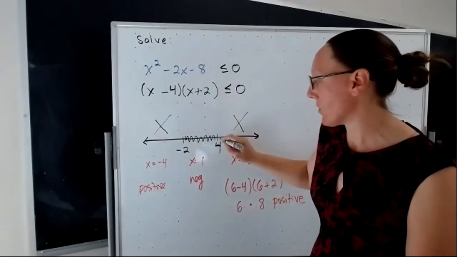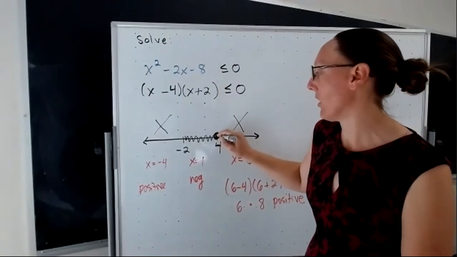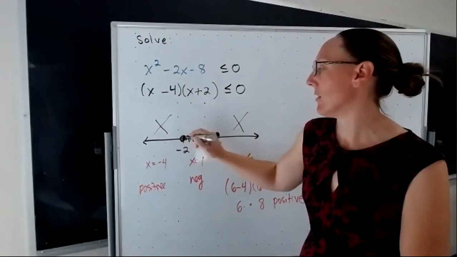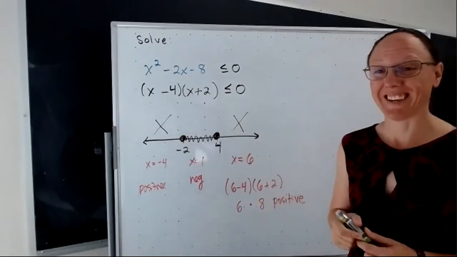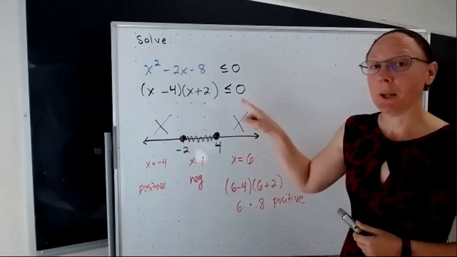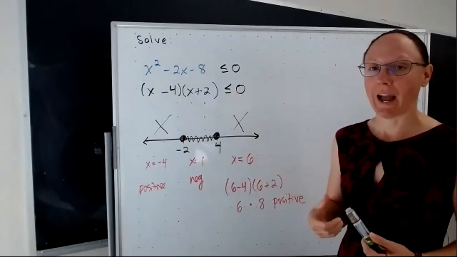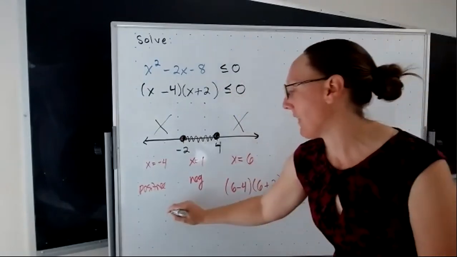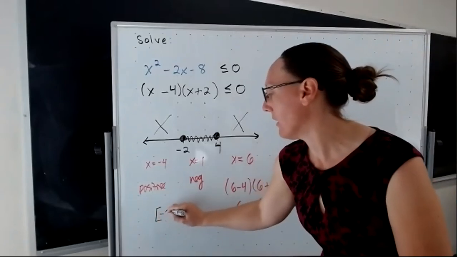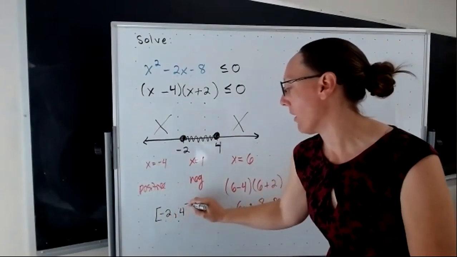Now, the or equal to would tell me that I need to fill in circles. And then if I wrote this in interval notation, because of the or equal to, I would be using brackets. And this would look like bracket -2, comma 4.